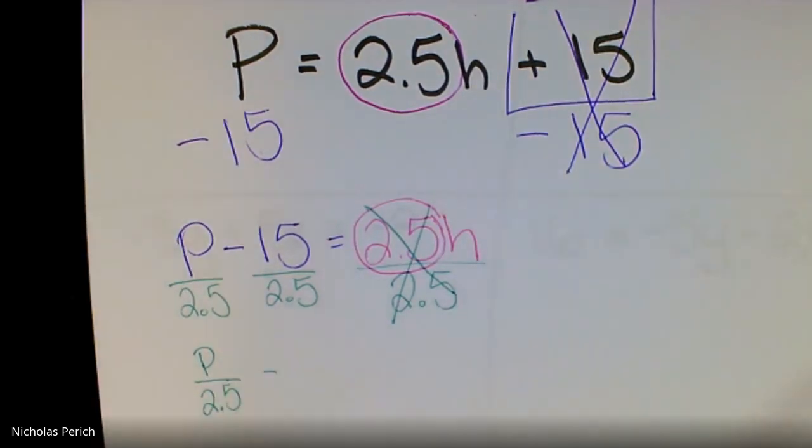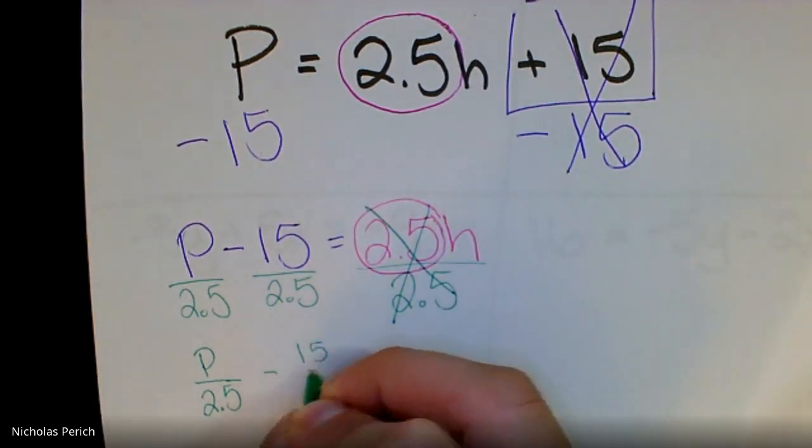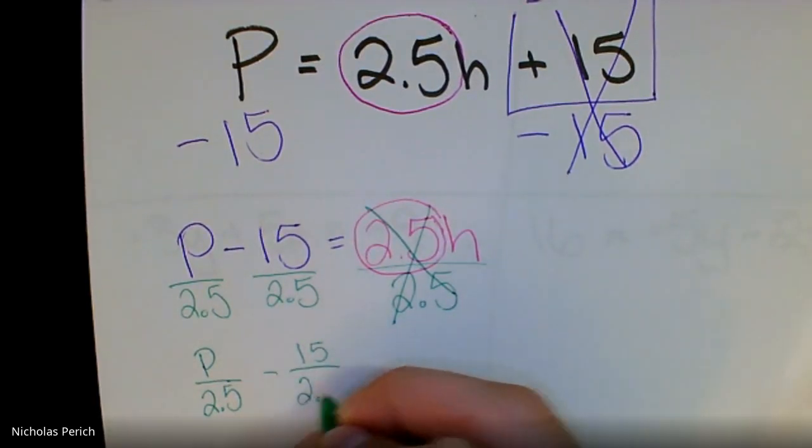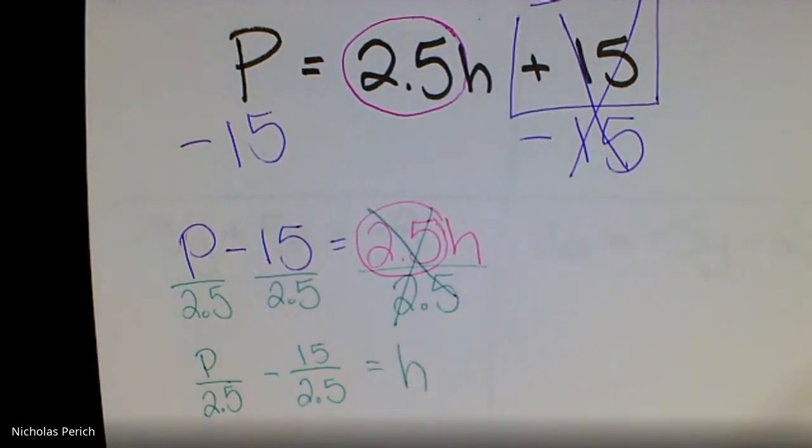15 divided by 2.5, I think, is something, but I don't know what it is, and I don't have my phone on me. So I'm just going to write it out like that. Don't beat me up. That equals H.